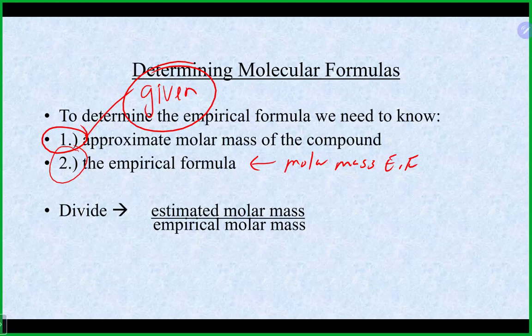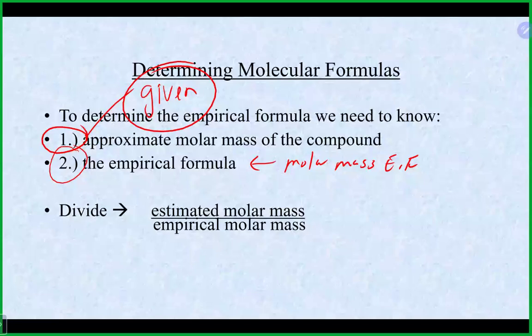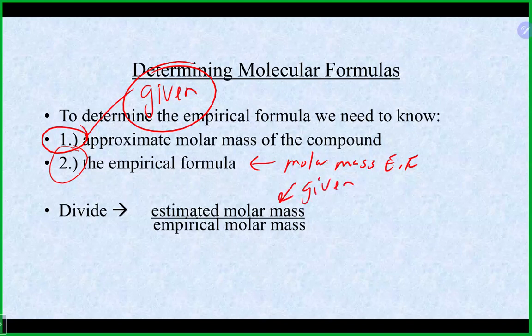So once you have those three things, the empirical formula, its molar mass, and the molar mass of the compound, usually given to you in the problem, you're going to take the molar mass of the compound that's given to you and divide it by the molar mass of the empirical formula. That is going to give you a number, and that number is what you're going to multiply the empirical formula by.